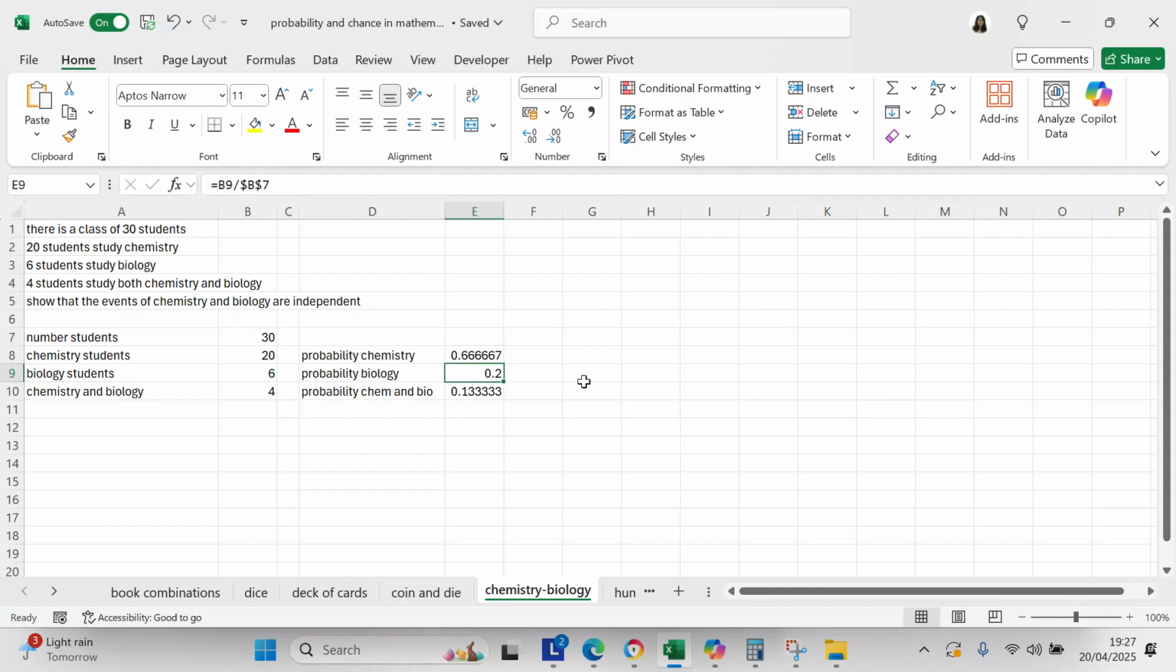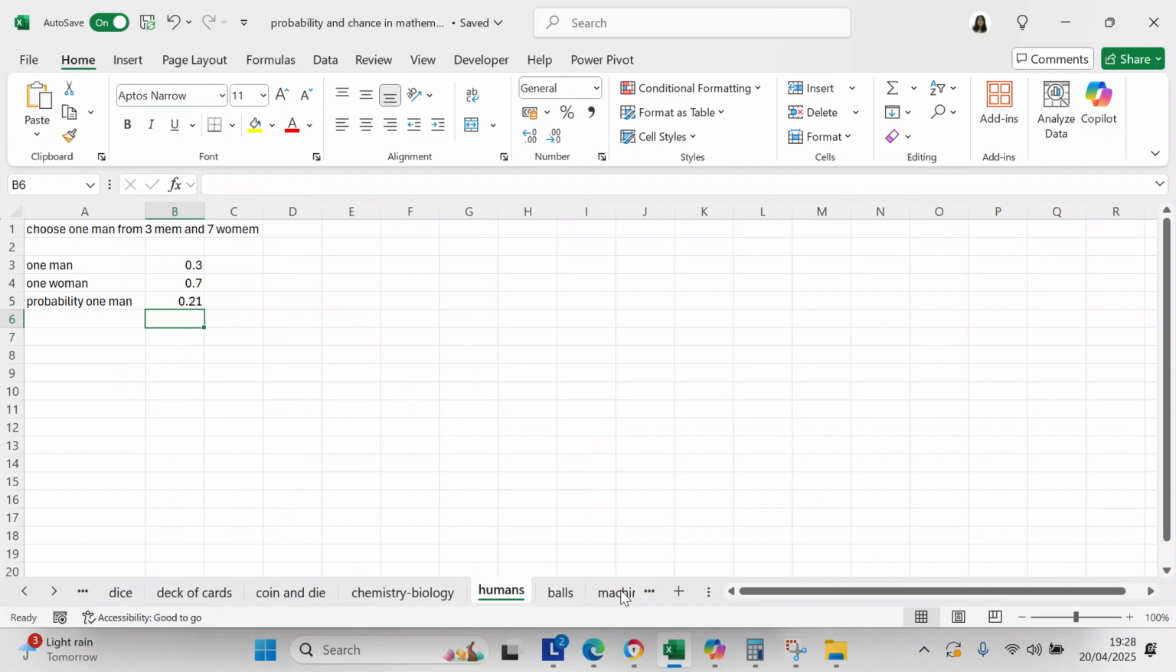Probability of biology is B9 divided by B7. So that's 0.2. And probability of chemistry and biology is B10 divided by B7. So that's 0.13333.